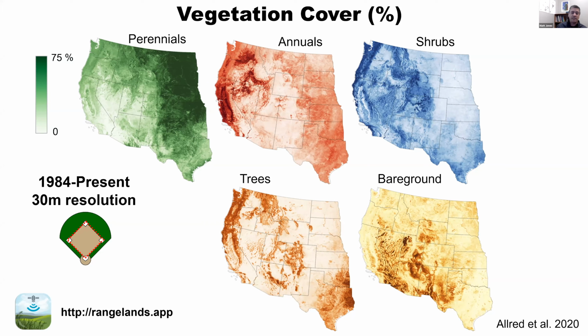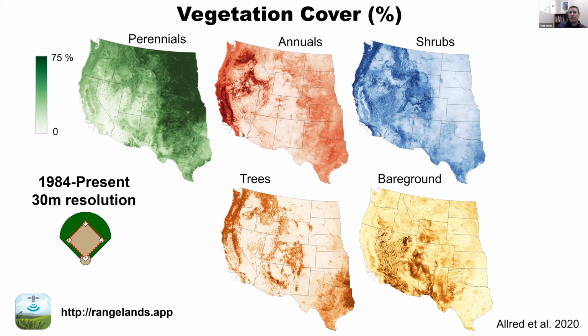land cover data, the vegetation cover data, as a continuous measure, meaning we're not classifying a pixel as grassland or shrubland. We are saying there are 40% perennials in this pixel, there are 30% annuals, and the remainder is bare ground. And we do that within every 30-meter pixel across the west. That's about the size of an infield of a baseball diamond, which you can see there, the little outline. And we do it every year from 1984 to the present.